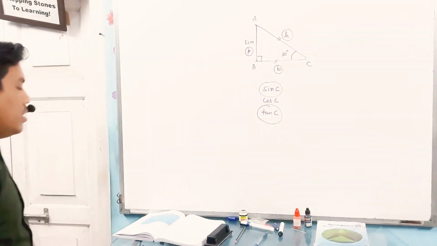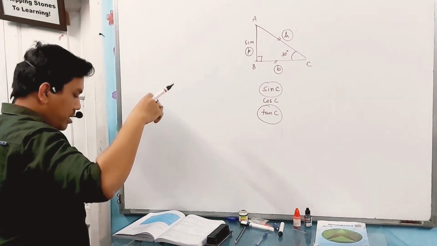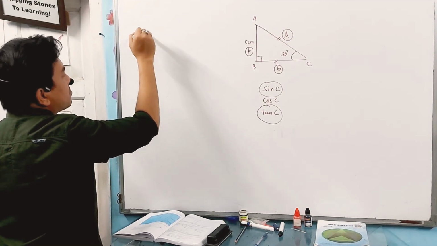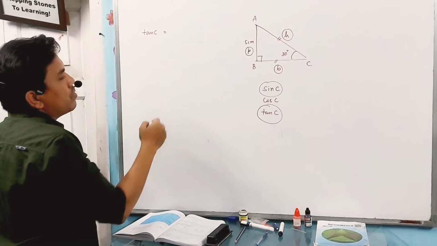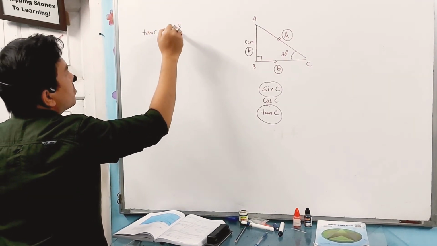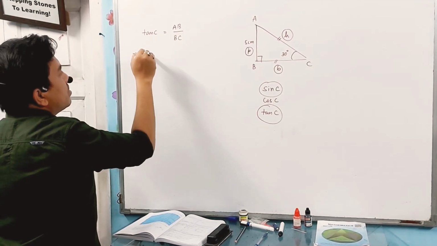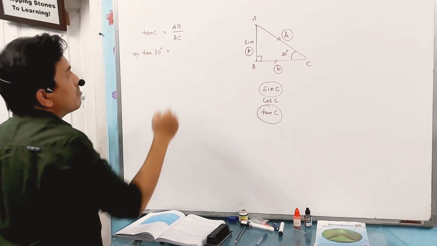Now let us find out BC and AC. Whatever is given in the book, you write down as it is. We know that tan C will be equal to AB by BC. What is angle C? Angle C is given as 30 degree.